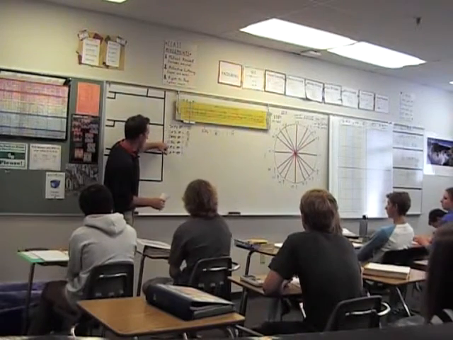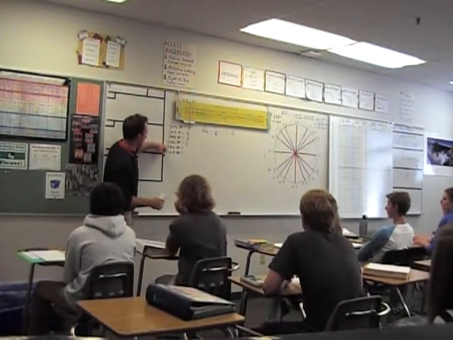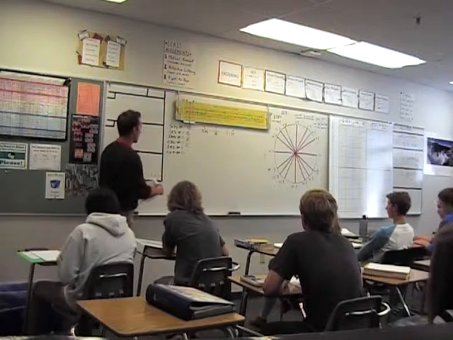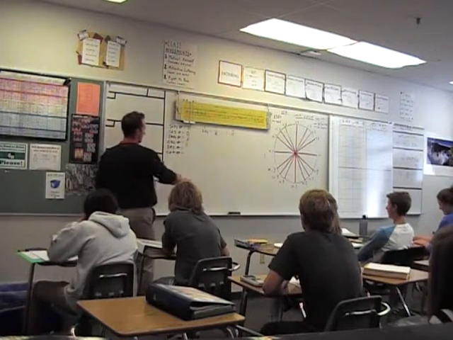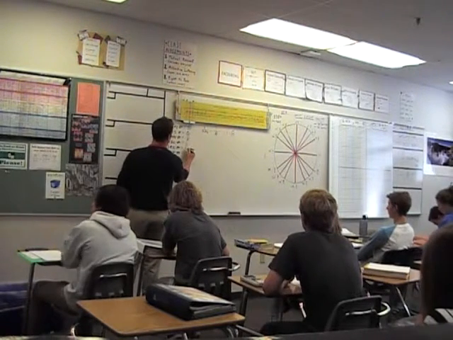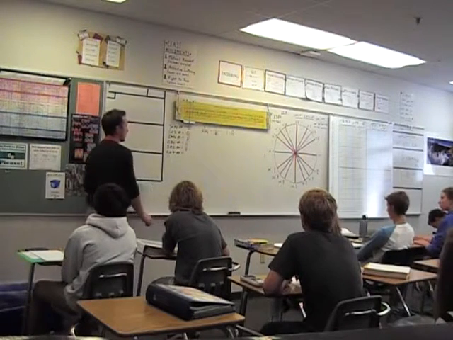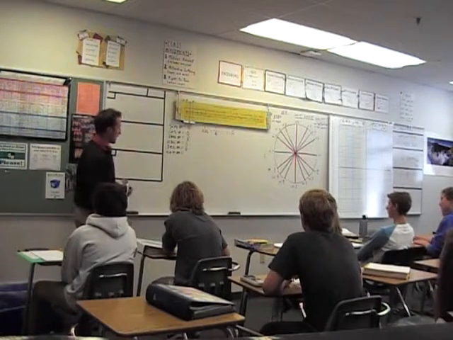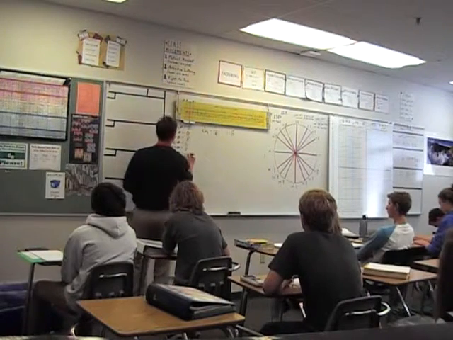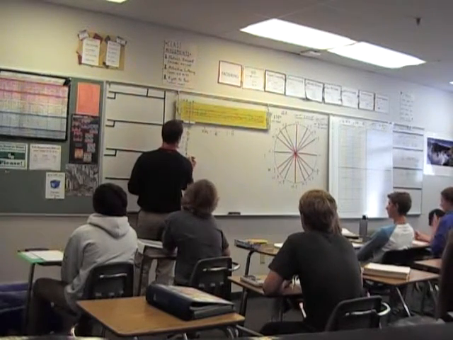Secant is related to cosine, so if it's the reciprocal, it's hypotenuse over adjacent. And finally, cotangent is related to adjacent over opposite. It's related to tangent.